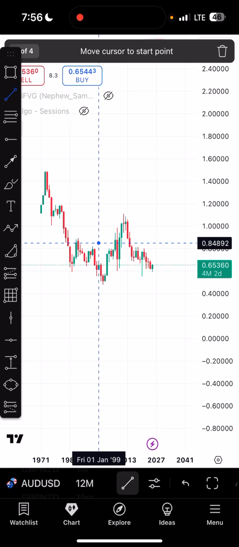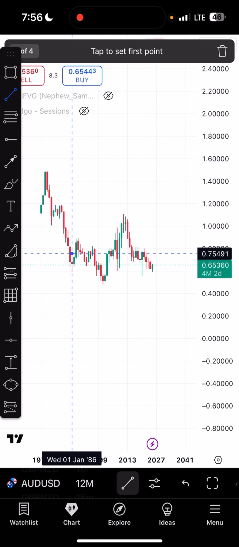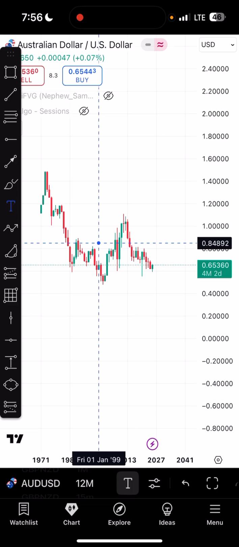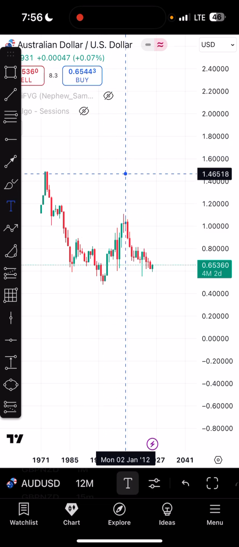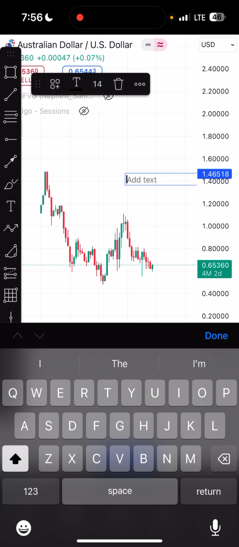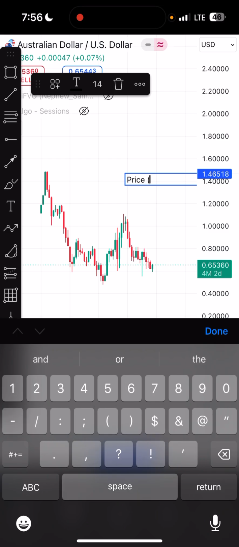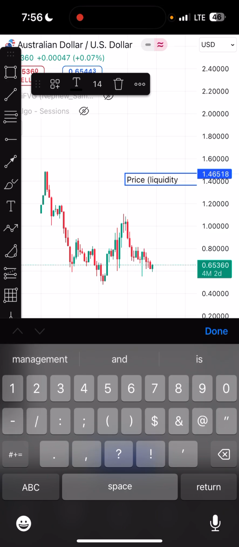Like you all know, for those that have been following me, the only way I analyze my chart is through price in respect to liquidity, price in brackets, liquidity.